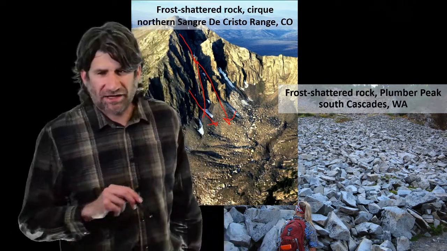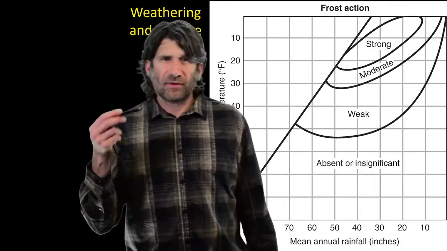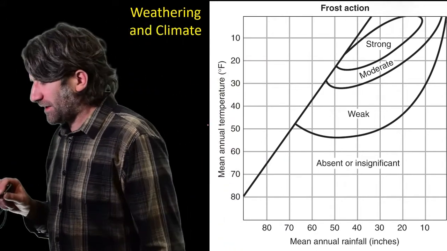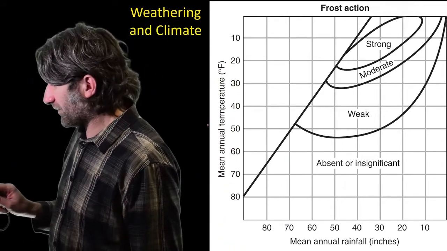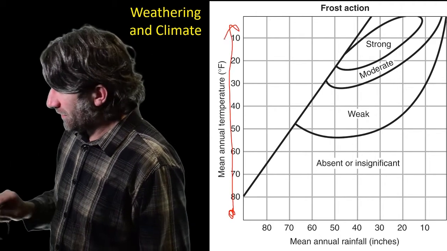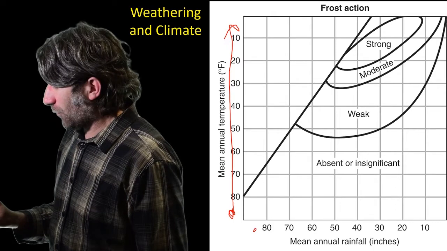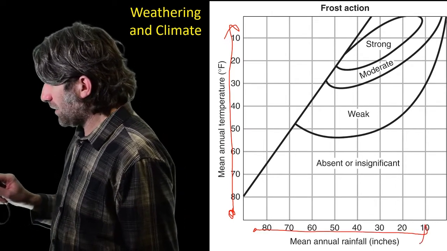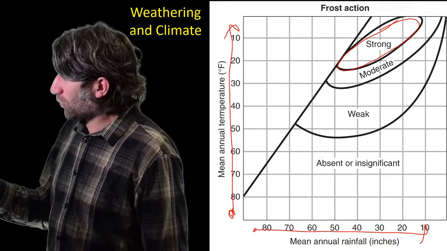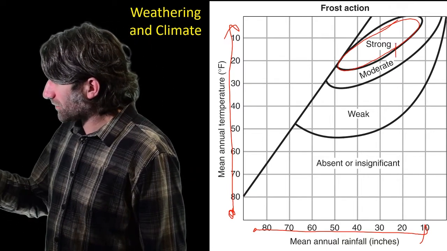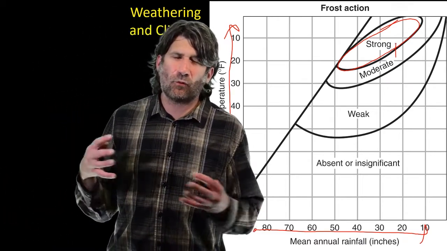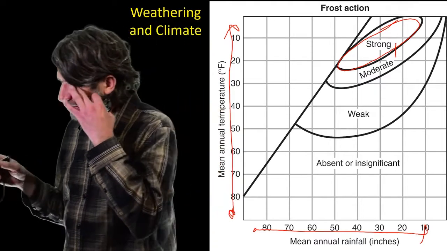So frost shattering is a little bit of a Goldilocks kind of effect. You've got to have just the right temperature and precipitation. If we think about this in terms of temperature, from warm on the bottom to cold, and rainfall from wet to dry, the perfect conditions for frost shattering are where we have cold temperatures and moderate amounts of precipitation. We need enough so that we can dry the voids out and then wet them again and fill them again. So this is kind of the ideal case.